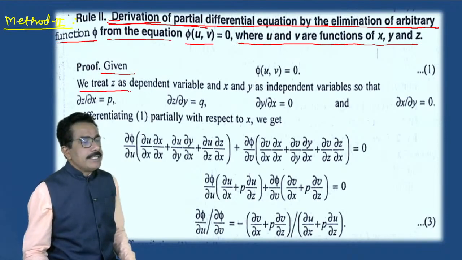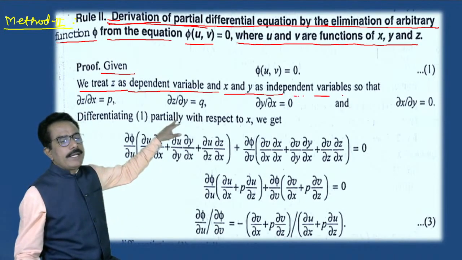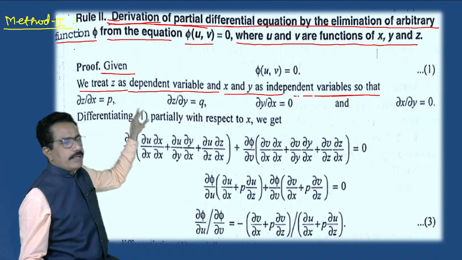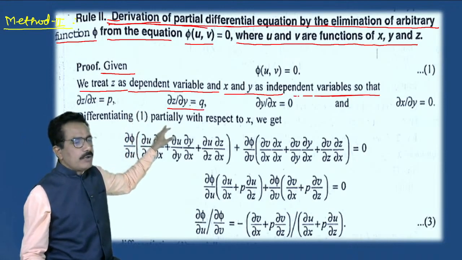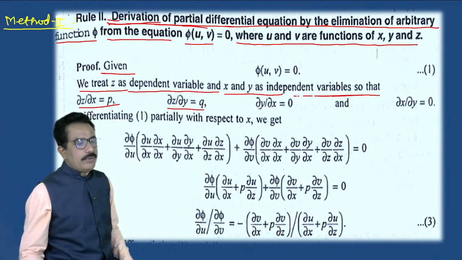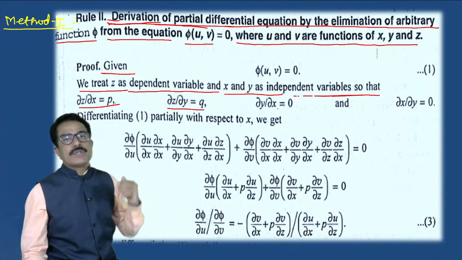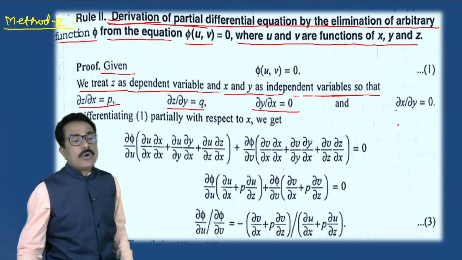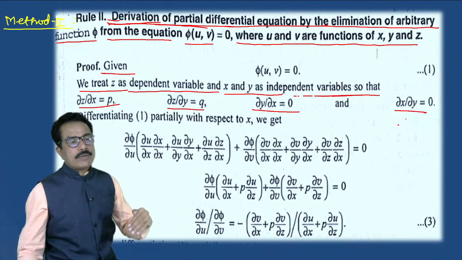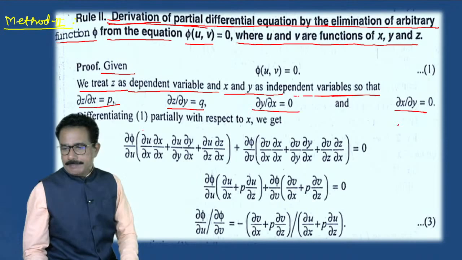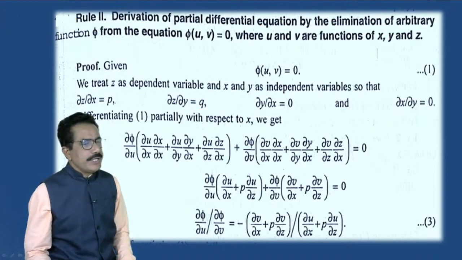Suppose that z is the dependent variable and x comma y are the independent variables, so that according to the standard notation we can write dou z by dou x equals p, dou z by dou y equals q, and dou y by dou x is equal to 0 because y is independent of x, so its derivative is 0. Dou x by dou y, x is independent of y, which is equal to 0. Now we differentiate equation 1.